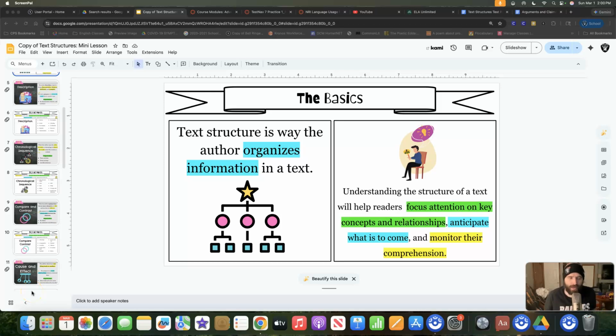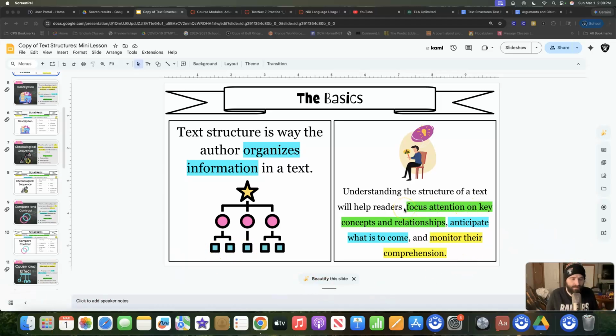Hey everyone, so today's just kind of a review of text structures or organizational patterns. Now, text structure is the way the author organizes information in a text. Every nonfiction text that you read has an organizational pattern, okay? And understanding the structure of a text will help readers focus attention on key concepts and relationships.